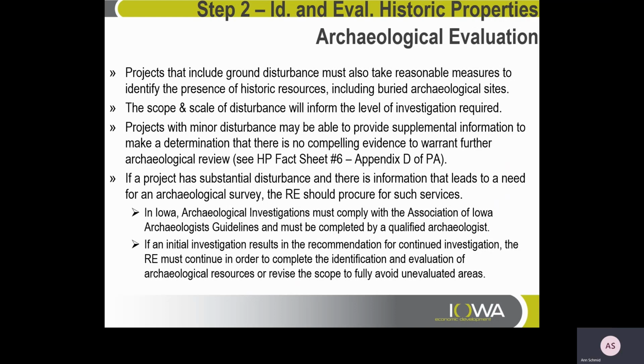The scope and scale of disturbance will inform the level of investigation required. Projects with minor disturbance may be able to provide supplemental information, which we will talk about shortly, to make a determination that there's no compelling evidence to warrant further review. We get this language from HUD Fact Sheet number 6, which is included in Appendix D of the Programmatic Agreement.